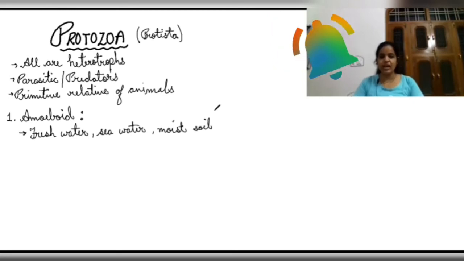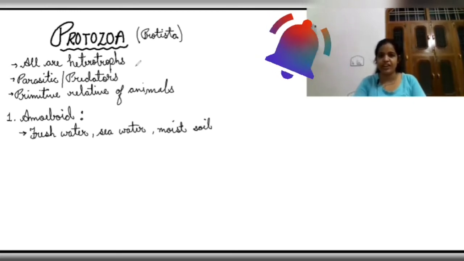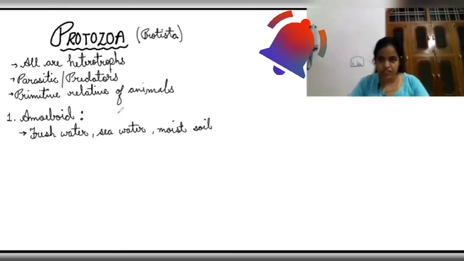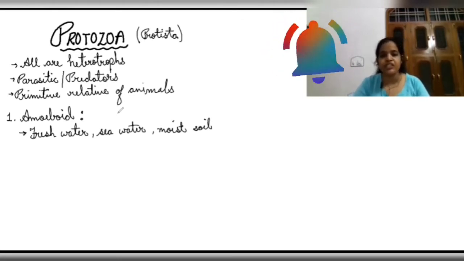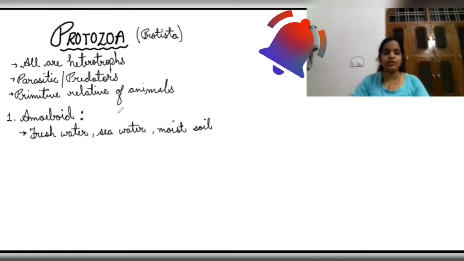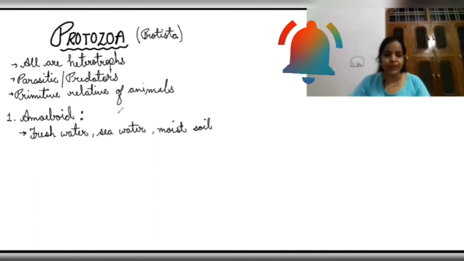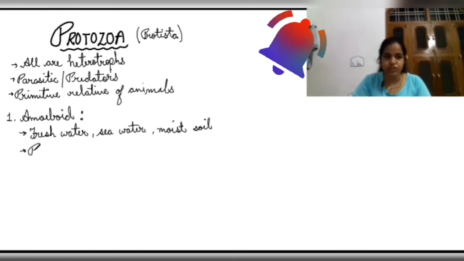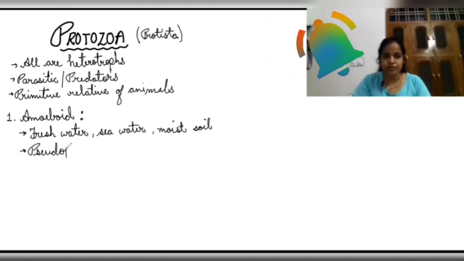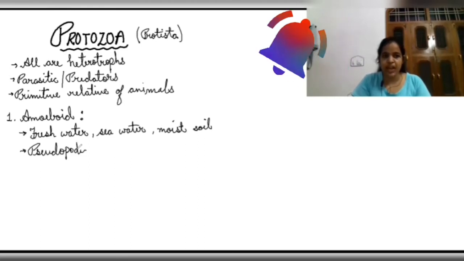So these can be found in these different habitats. To capture their prey and to move from one place to another, they have some specific structures which are known as pseudopodia. So amoeboid protozoans have a specific structure known as pseudopodia, which helps to capture the prey.